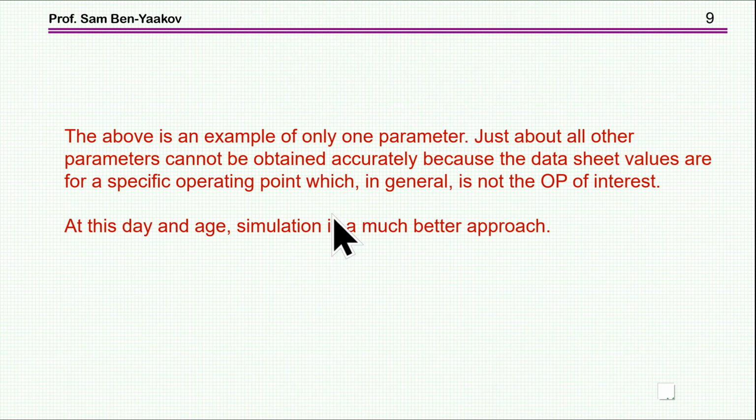So I think this example shows that indeed there are missing parameters. In this particular case, there's a missing parameter, but all other parameters which are given are for a given operating point, which in general is not the operating point that one is interested in. So I think that at this day and age, simulation is really a much better approach.